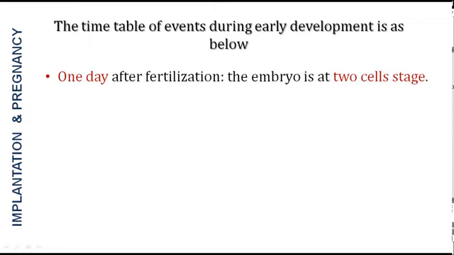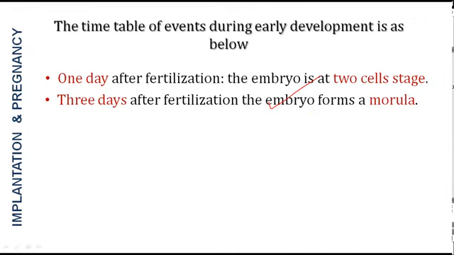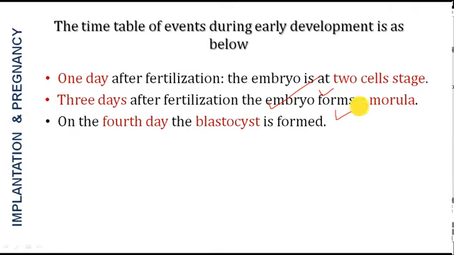Now see the timetable, what happens during this period. 1 day after fertilization, the embryo is at the 2 cell stage. 3 days later on, it is a morula. On the 4th day, it forms the blastocyst. These days are counted from the day of fertilization, not from the menstrual cycle. The first day of the cycle is not counted here.